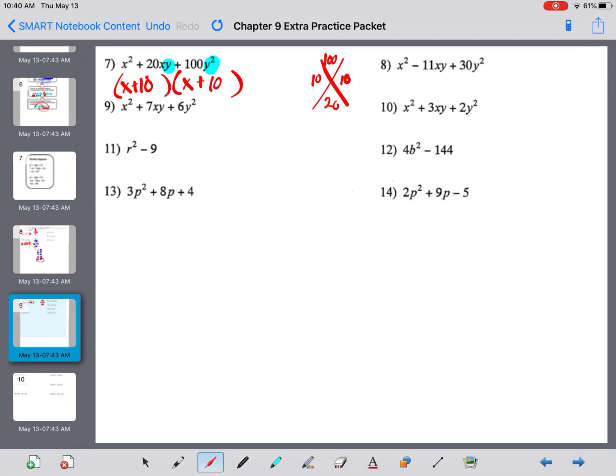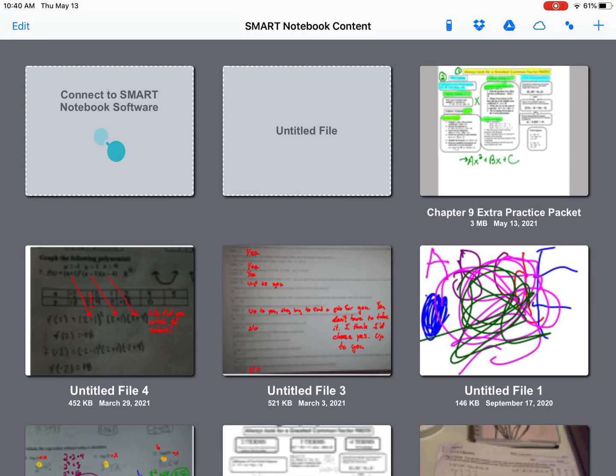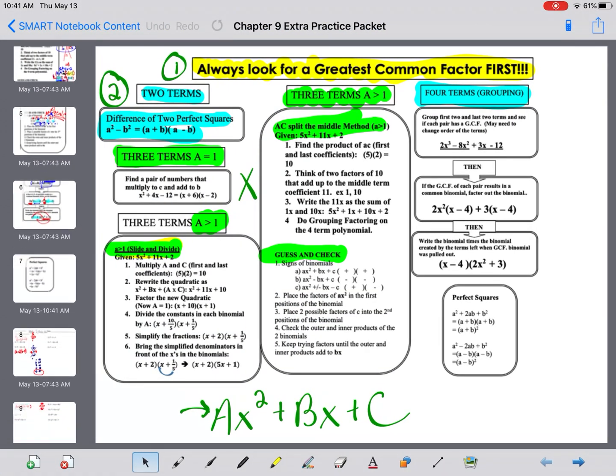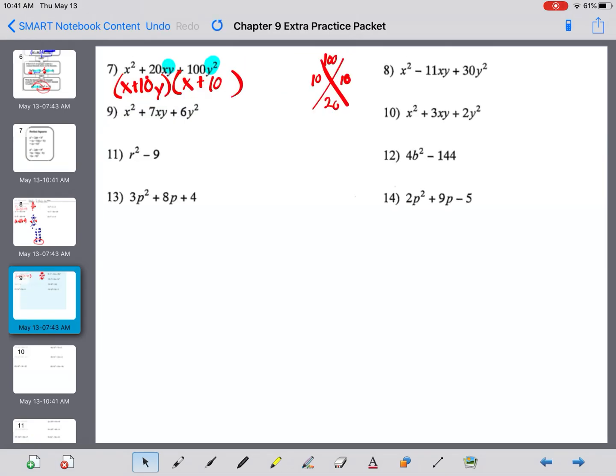But if you FOIL this together, it's not going to be right, because your last term times your last term is 10 times 10, which is 100, and it's supposed to be 100y squared. Guess what? If you put a y next to each of those, then you get that 100y squared. And if you do the smiley face check, you get 10xy. 10y times x is 10xy, plus the outer smiley or bigger smiley face is also 10xy. Those are still like terms. That makes 20xy.